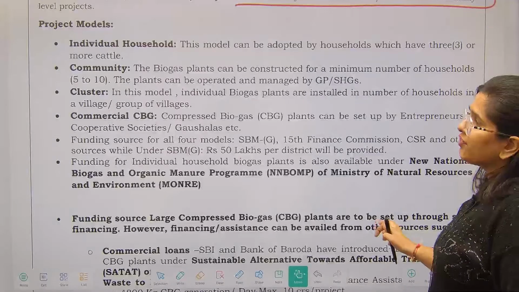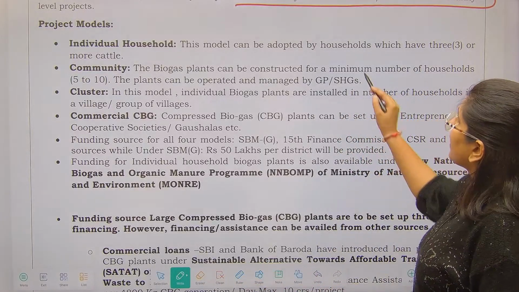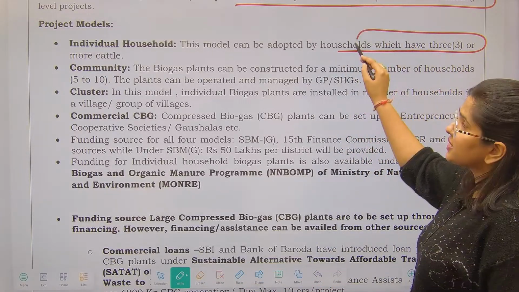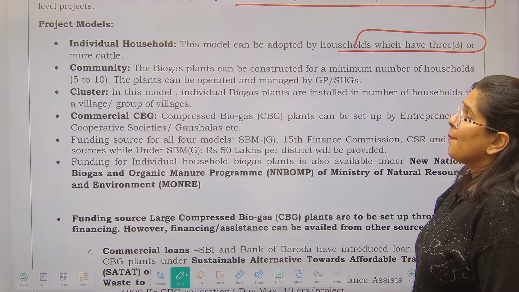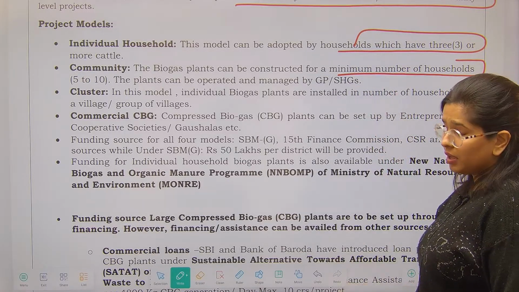Now there are different kinds of models under it. An individual household, they can be adopted by the household which have at least 3 or more cattle. Biogas plants can also be constructed for a minimum number of households, that is 5 to 10.